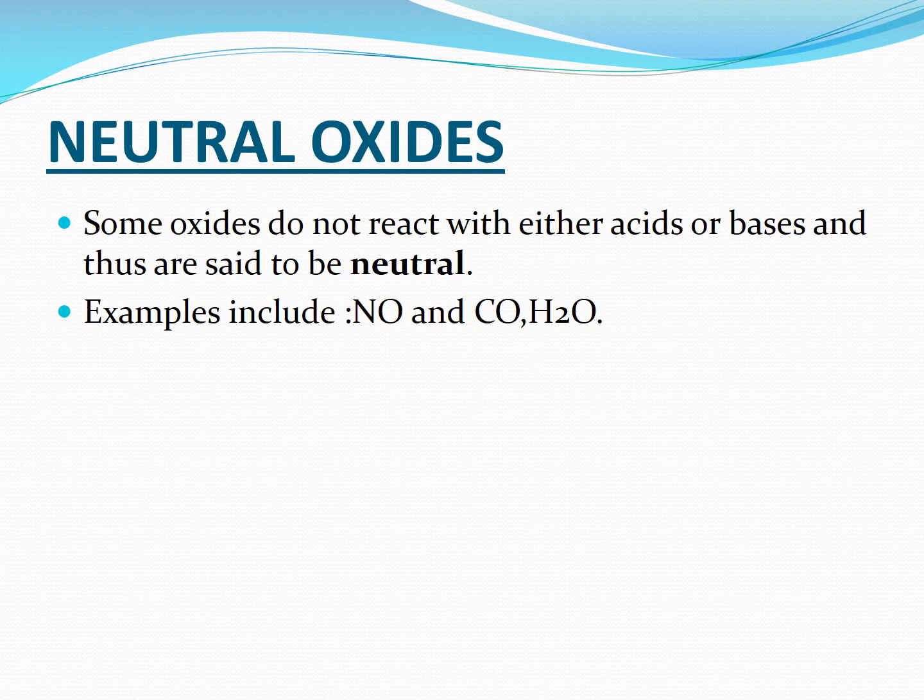Now the next is the neutral oxides. Some oxides do not react with either acids or bases and thus are said to be neutral. Examples include NO, nitrous oxide, carbon monoxide, and H2O. It means these are non-metal oxides which have none of the properties mentioned above, so they are called neutral oxides. Such oxides are usually insoluble in water and therefore have no reaction with acids or alkalis. An example would be carbon monoxide, which is a poisonous gas found in exhaust fumes.